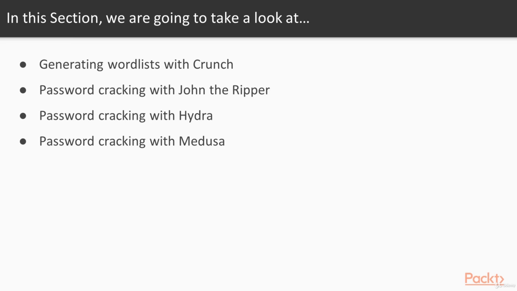Alright, so looking at what we'll be doing in the first video, we'll get started by learning how to generate a word list. Alright, so we're going to be looking at how to generate a word list with Crunch. So Crunch is a fantastic tool that allows you to generate custom word lists. We'll then move on to password cracking with John the Ripper. Alright, so John the Ripper is a fantastic and extremely powerful password cracking tool. We will be looking at cracking passwords like passwords on zip files or RAR files, etc, etc.